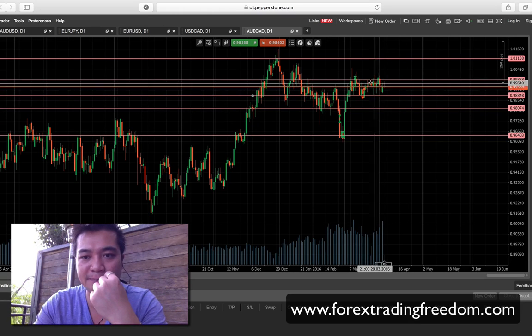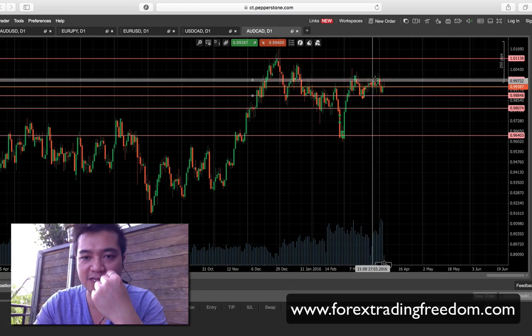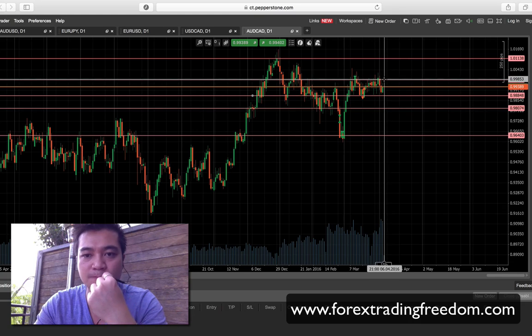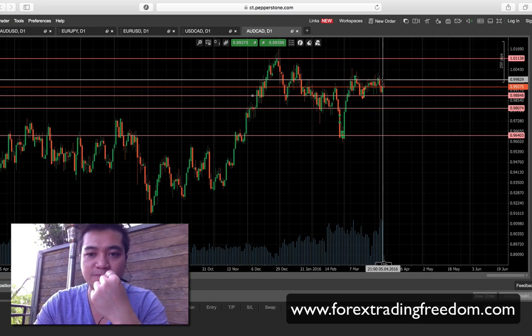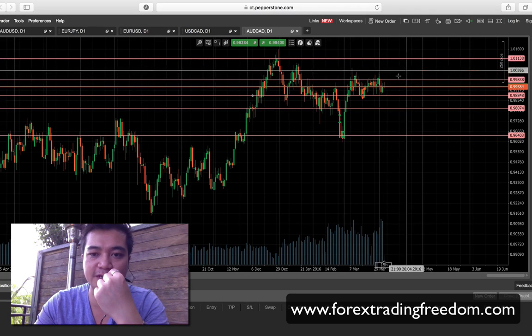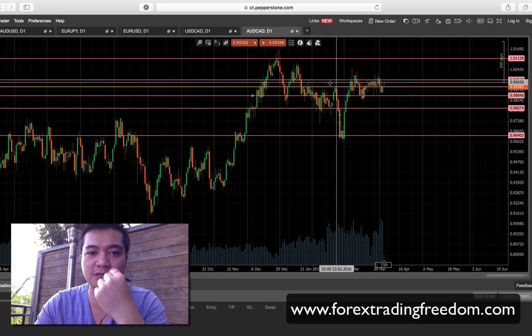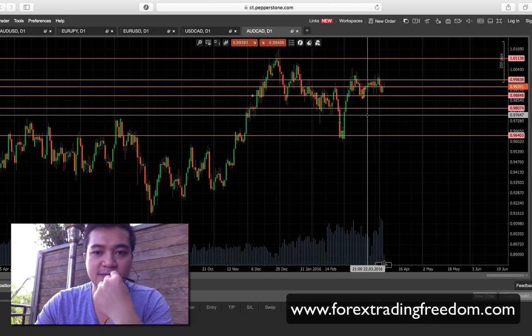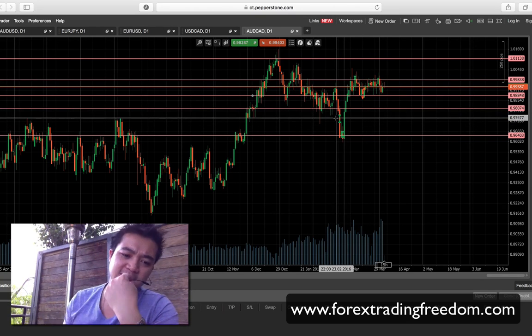We don't know what's going to happen, but there seems to be a lot of testing going on here. There's a very strong resistance level there, so it's testing it quite a bit. If it does break through, it'll be a pretty good bullish trend right there. So we'll see what happens with the Australian CAD. And yeah, that's the forecast.